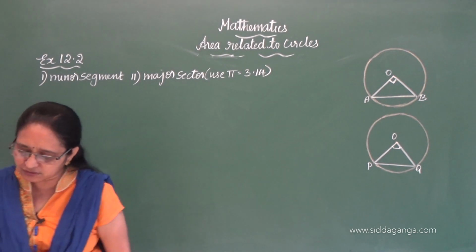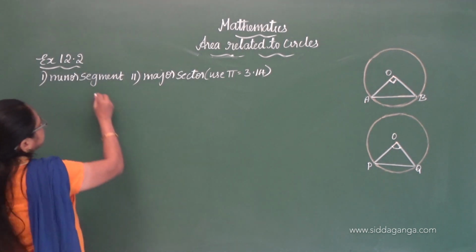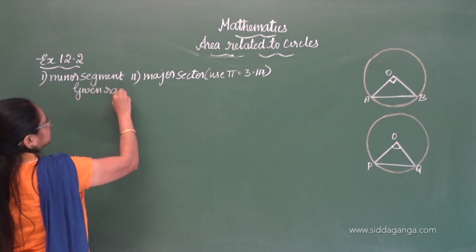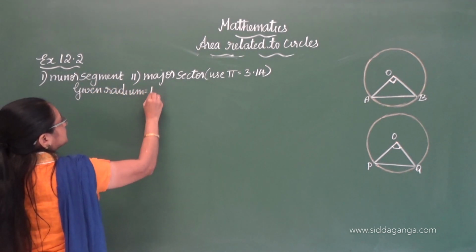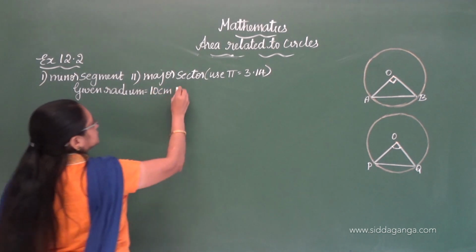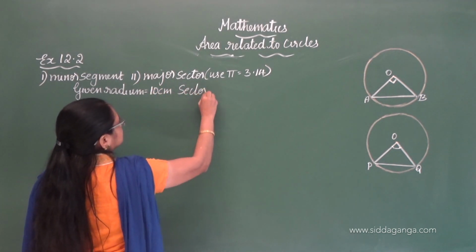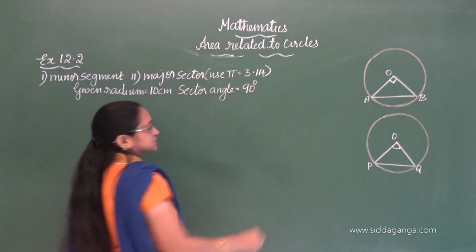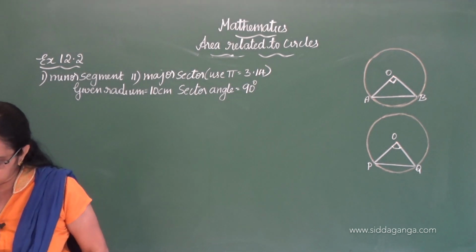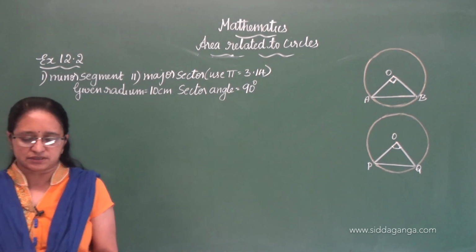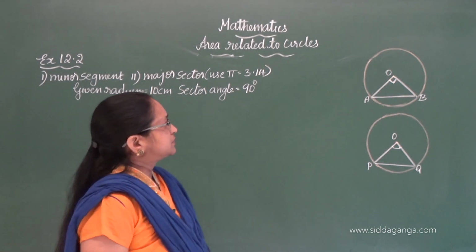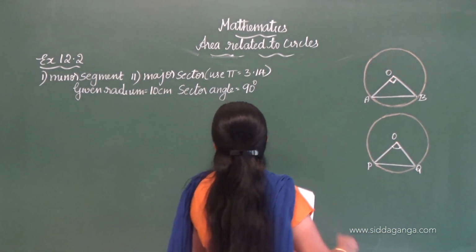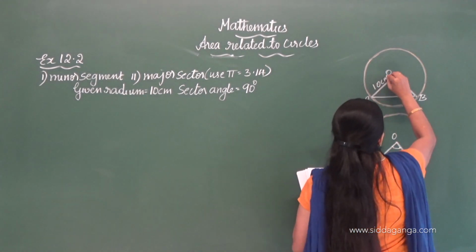So first write down what is given. Radius is given, that is equal to 10 centimeter, and sector angle is given. Sector angle is how much? 90 degree. Because in the question they have given a chord of a circle of radius 10 centimeter. This is a chord of the circle, and the radius is 10 centimeter.